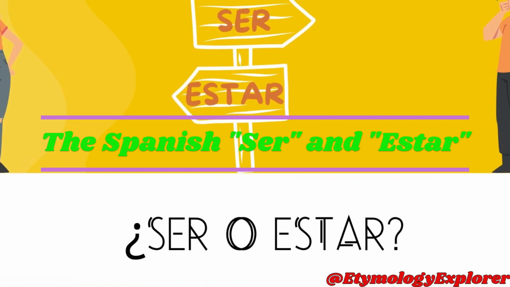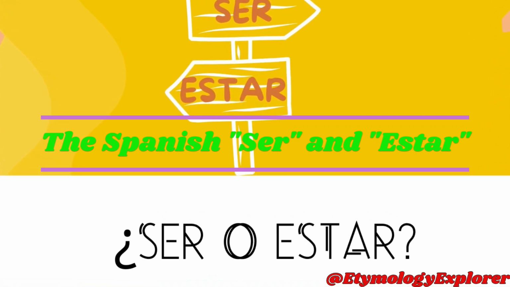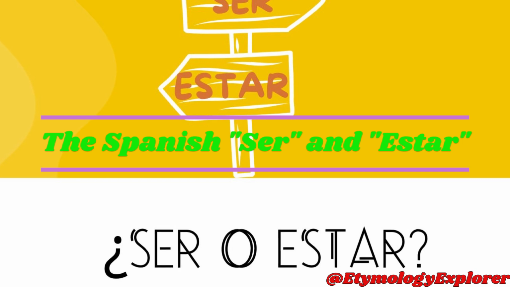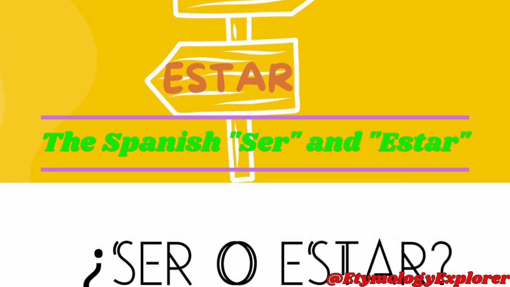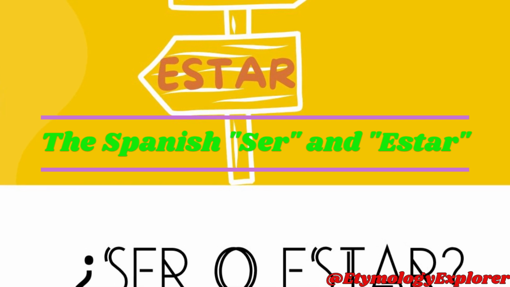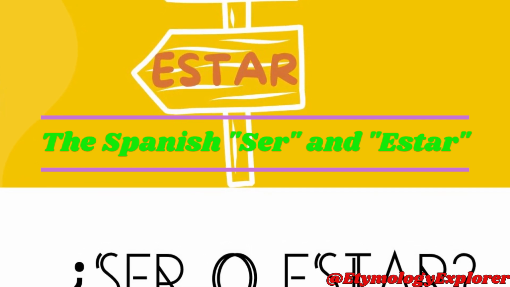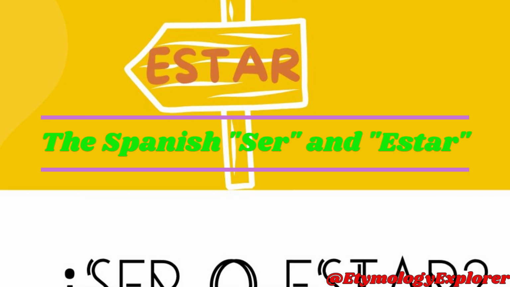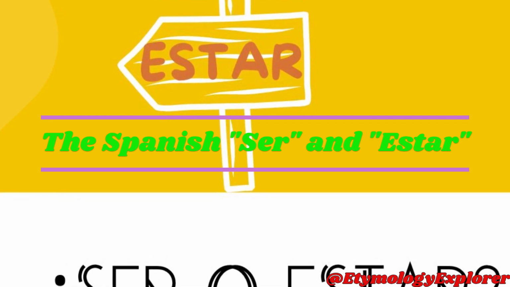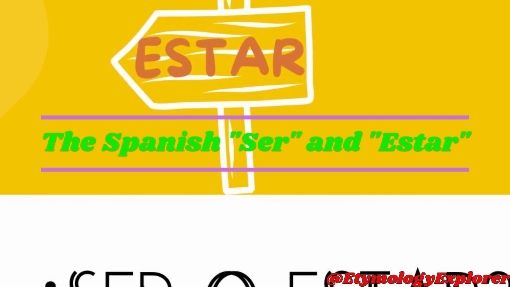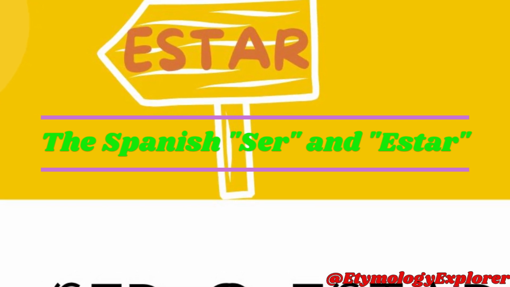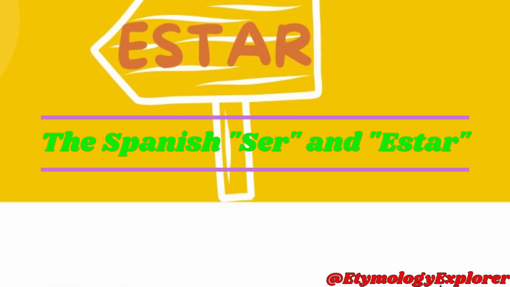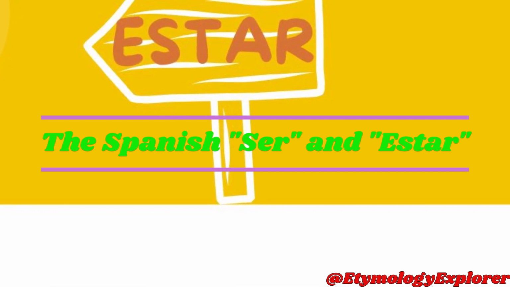The Spanish ser and estar. Moving to Spanish, we see a different but equally interesting phenomenon. Spanish has two verbs for to be, ser and estar. While both translate to be in English, they are used in distinct contexts. Ser is used for permanent or inherent qualities, for example, soy español, I am Spanish. Estar is used for temporary states or locations, for example, estoy cansado, I am tired.